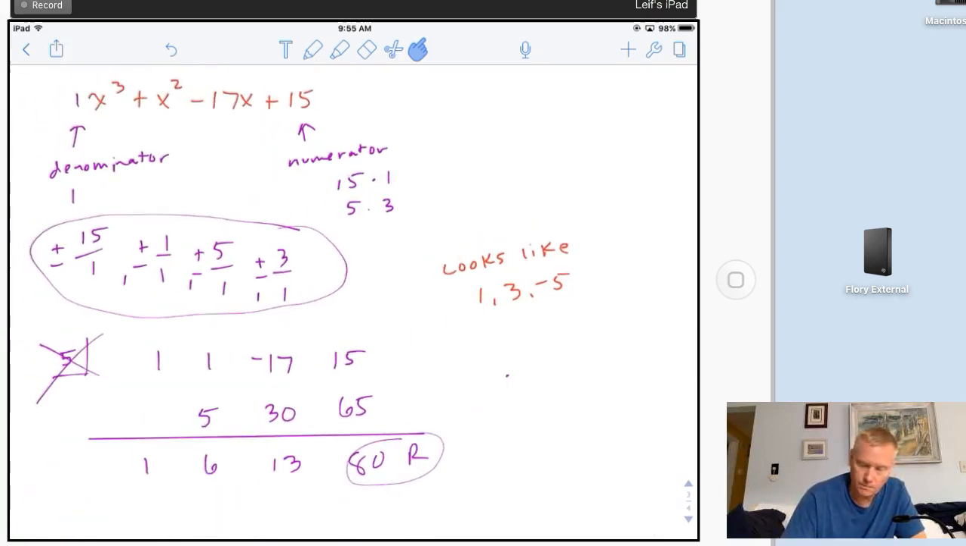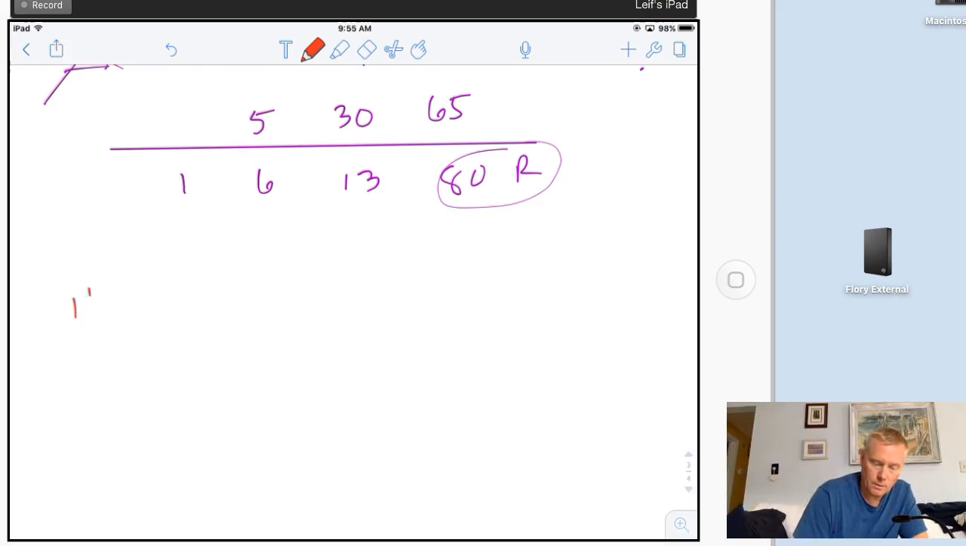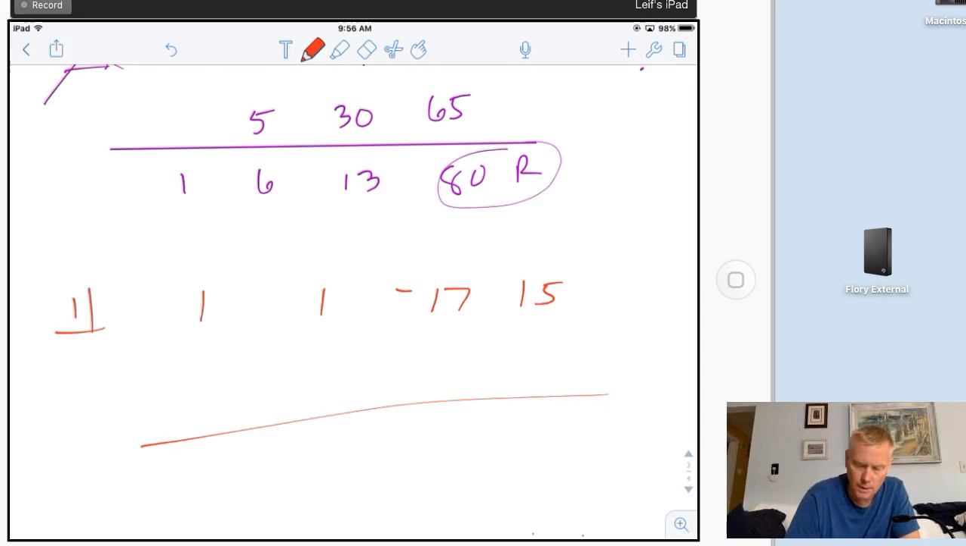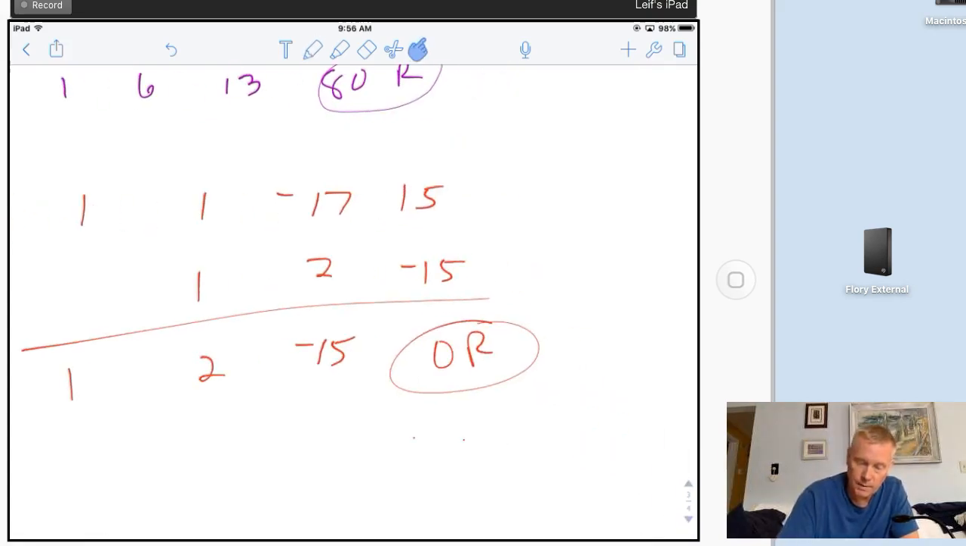All right, so let's try 1. I like working with 1s. 1s are nice and easy. So it's x equals 1. And my coefficients are 1, 1, -17, 15. Draw a line, bring down the 1. 1 times 1 is 1. Add, multiply, add, multiply. 1 times 2 is 2. -15 is equal to -15. Oh, that's a good one. You get a remainder of 0. So x equals 1.